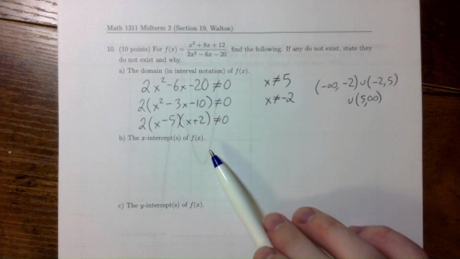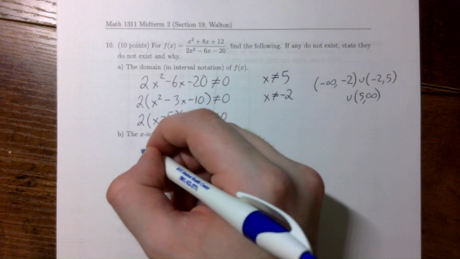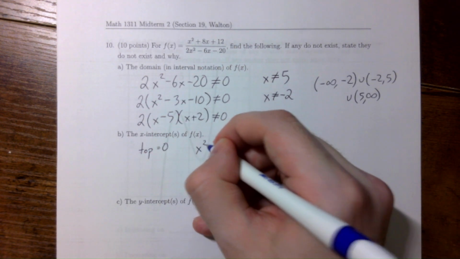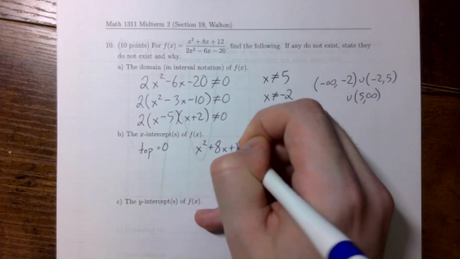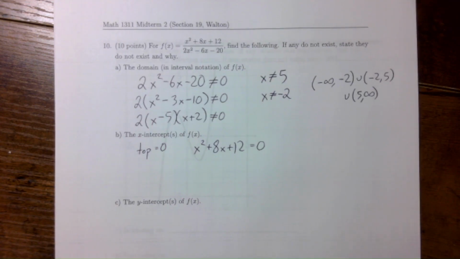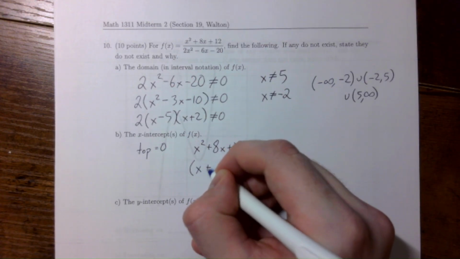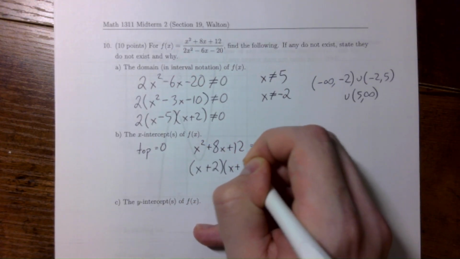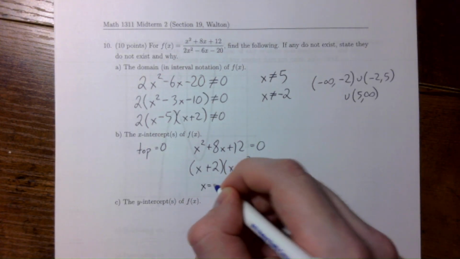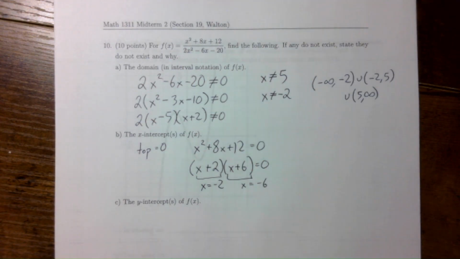Okay, for part B, what are the x-intercepts? This is where, in a rational function, your top equals 0. So we are solving for where x squared plus 8x plus 12 is equal to 0. Again, we could either factor this or use the quadratic formula. I'm going to factor this. It factors as x plus 2 times x plus 6. So that is equal to 0 at either x equals minus 2 from the first piece, or from the second piece, x equals minus 6.